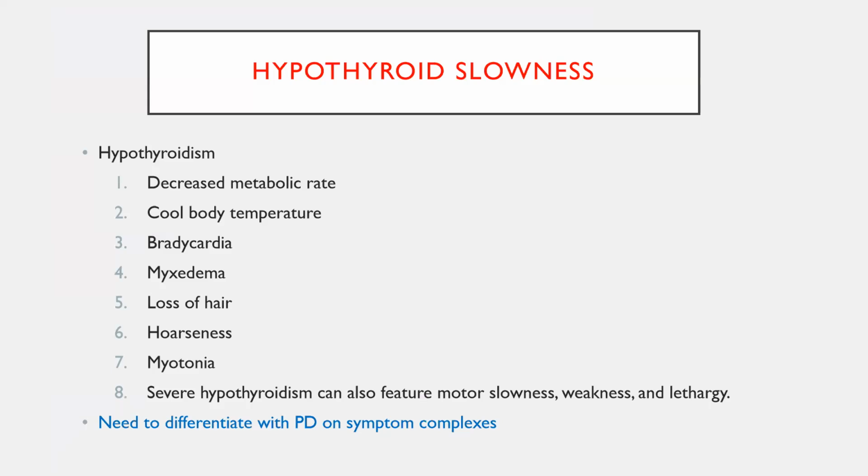Sometimes hypothyroid slowness also mimics hypokinetic movement disorders. Most of the residents might have seen a number of cases of hypothyroidism. The hypothyroid patient will have associated complaints like slow metabolic rate, bradycardia, cold intolerance, myxedema, hair loss, hoarseness, effusions. All those associated symptoms will help you to differentiate from typical Parkinson's syndrome. So you need to look for hypothyroidism also. Whenever you are seeing Parkinson's disease or a hypokinetic movement disorder, you need to always check for hypothyroidism.